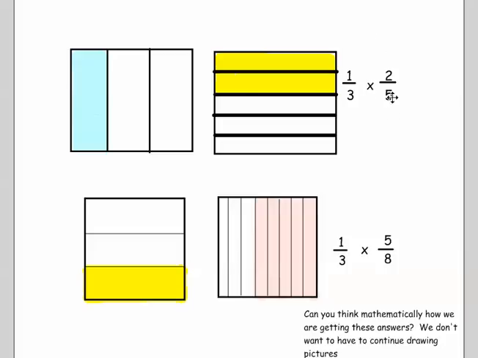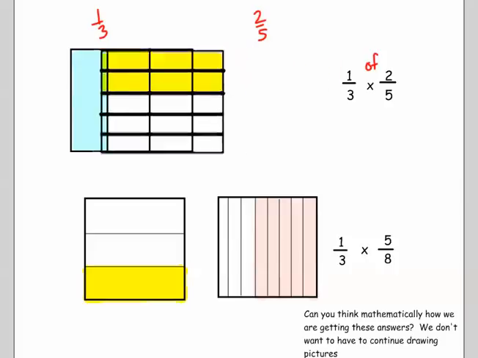All right, so let's look at my first problem. 1/3 times 2/5. First of all, this represents my third. This represents my 2/5. I think you would agree with that. So remember that of means the same as times. So 1/3 of 2/5. So if I have 2/5 and I'm only taking a third of it, this is a third and this is 2/5. Look what happens when I take a third of 2/5.